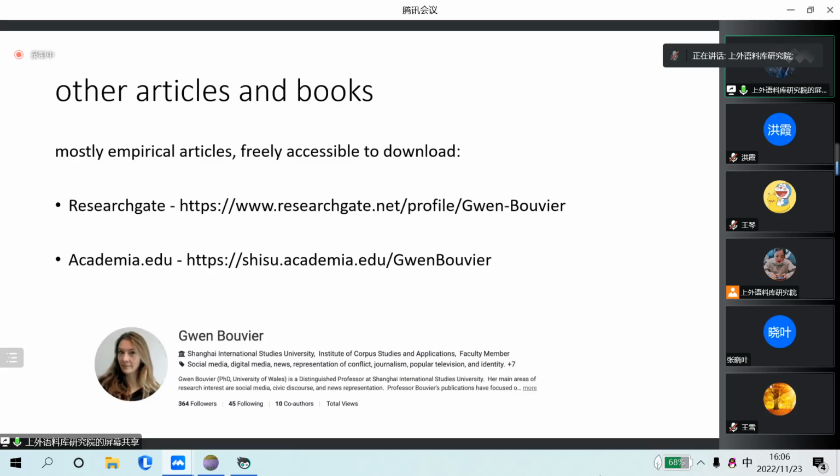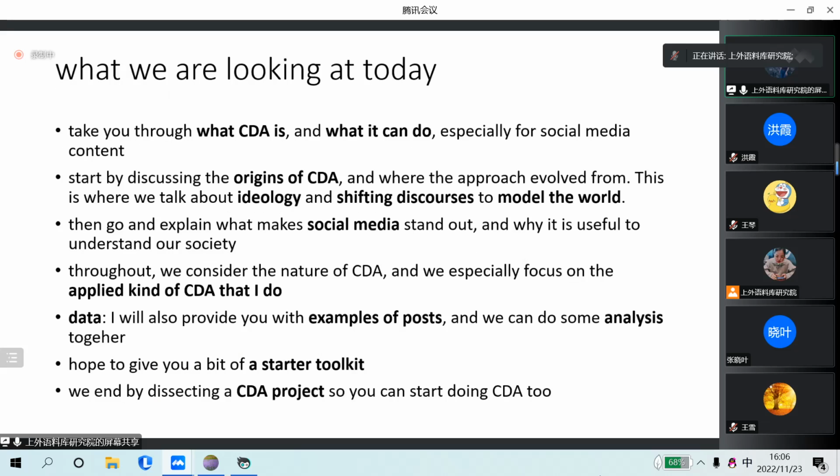My other work, and now is good news, is available free online. But these are mostly empirical analyses. So it's examples, if you will, of CDA and multimodal analysis being applied to data sets. I'm just showing you this because I think it might be of interest to you if you want to see how it's been done so far. What it's like. Now, what are we doing today?